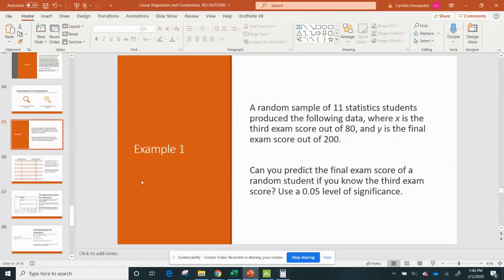So now we're going to go ahead and do example 1 for linear regression. A random sample of 11 statistics students produced the following data, where X is the third exam, a score out of 80, and Y is the final exam. Can I predict the final exam score of a random student if I know the third exam score? Use a 0.05 level of significance.